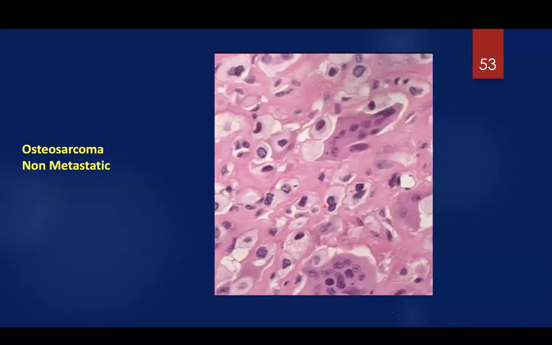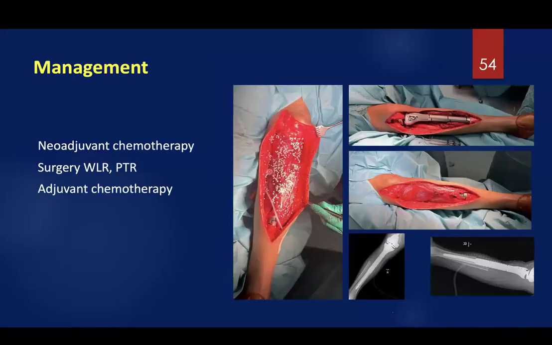But if you look here, these cells are very abnormal. They look really different. There is hypercellularity, there's a giant cell here, and this stuff in the center is the malignant osteoid formation. So the case was non-metastatic osteosarcoma, and the standard treatment is neoadjuvant chemotherapy, surgery, which is wide local resection and proximal tibial replacement, and then adjuvant chemotherapy. So the entire proximal tibia is resected and reconstructed, with a medial gastrocnemius flap. This is his X-ray.